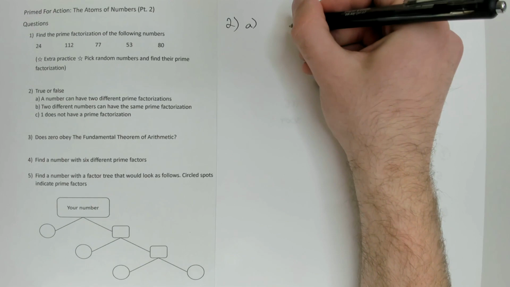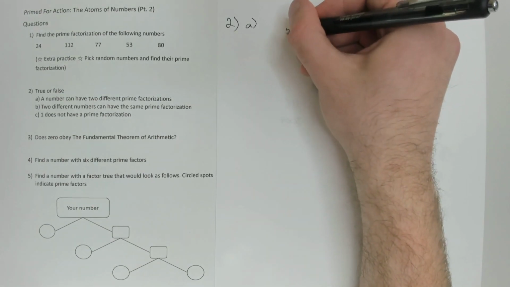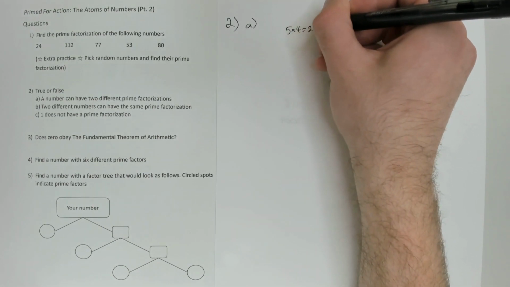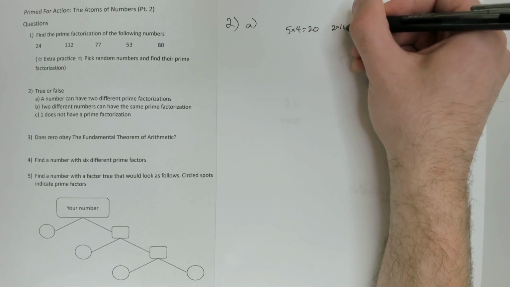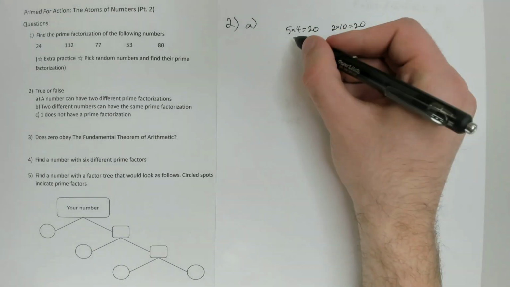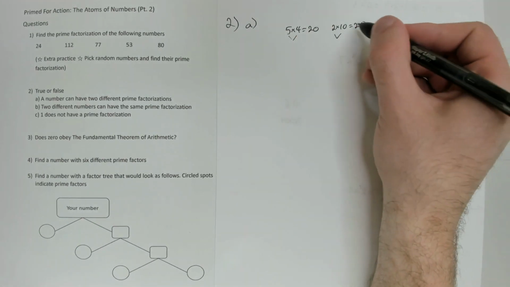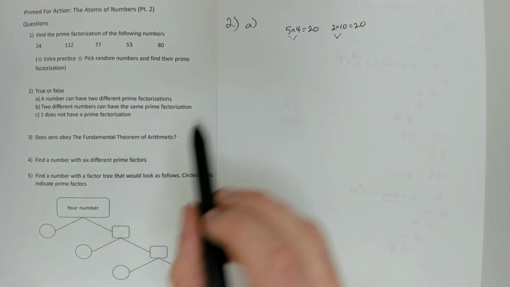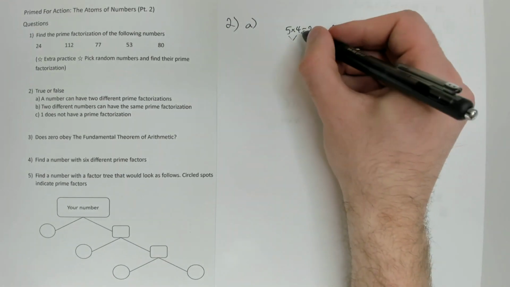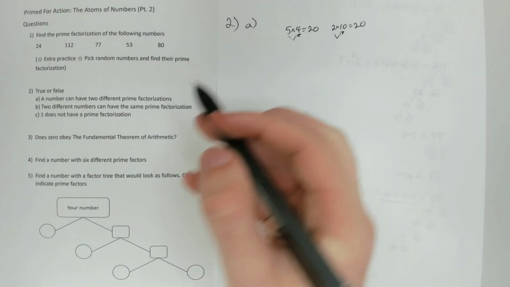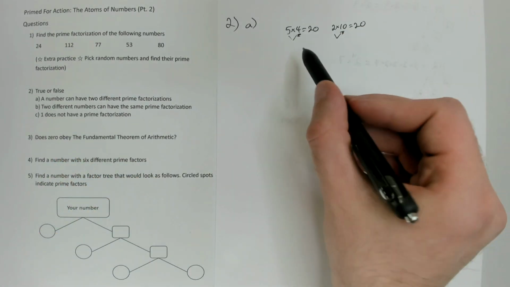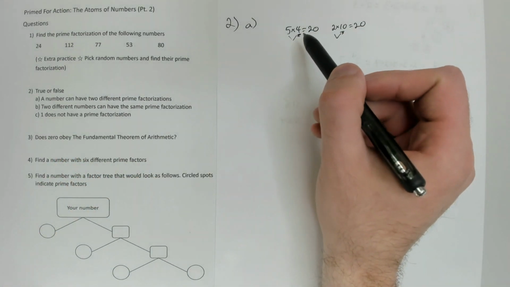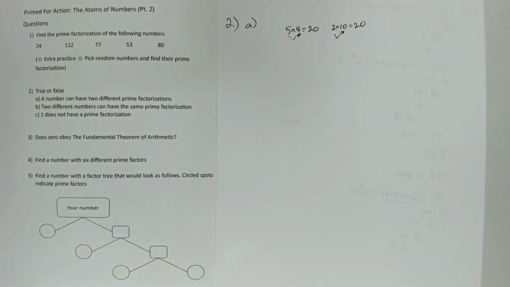Now we know with numbers there are different ways to get that number, right? We have like 5 times 4 gives me 20, but we also have 2 times 10 gives me 20, right? These are 2 different combinations of numbers that give me the same thing. However, 4 and 10 aren't prime numbers, right? So what this is asking is if I look at the prime factorization of a number, will that be unique?